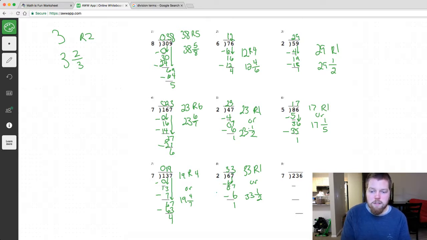Last problem, can 7 go into 2? No, it cannot. 7 times 0 is 0. Do the subtraction. 2 minus 0 is 2. Carry down the next place value of 3. How many times can 7 go into 23? 3 times. 7 times 3 is 21. Do the subtraction. 2. Carry down the next place value. 3 again. 3 times 7 is 21. Do our subtraction. 5 is our remainder. So 33 remainder 5, or 33 and 5 over 7. Excellent.